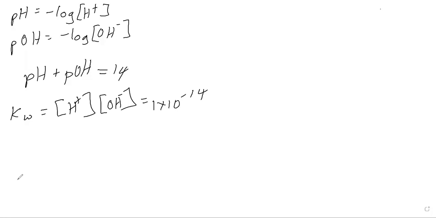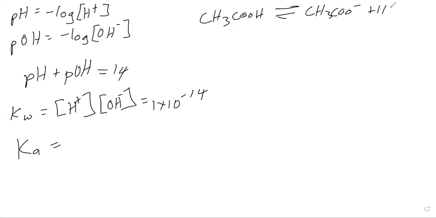From the formula for a weak acid, how do we find Ka? For this reaction, you have to find the hydrogen ion concentration. The formula is the concentration of products over the concentration of reactants. For a weak acid, remember we assume that these two are equal. So even though it's products over reactants, we just use H plus squared.